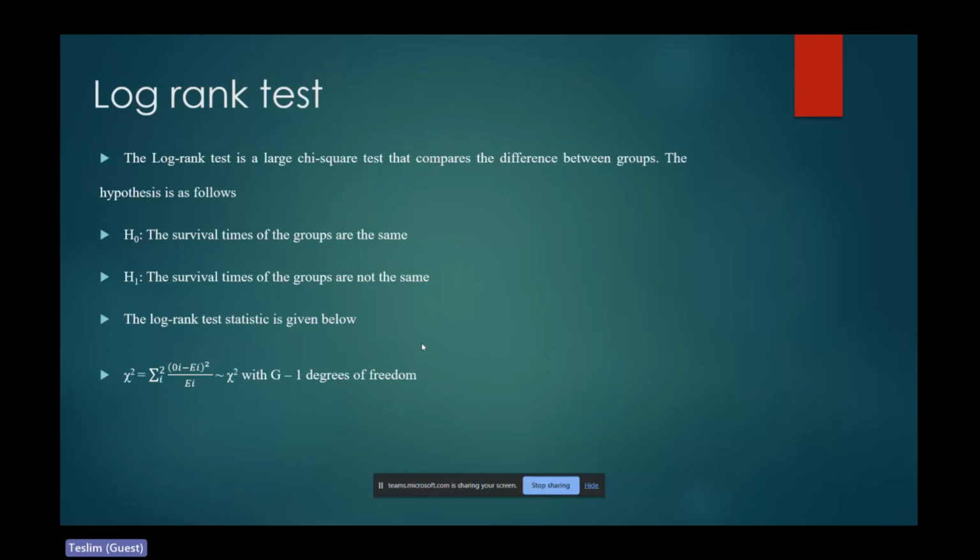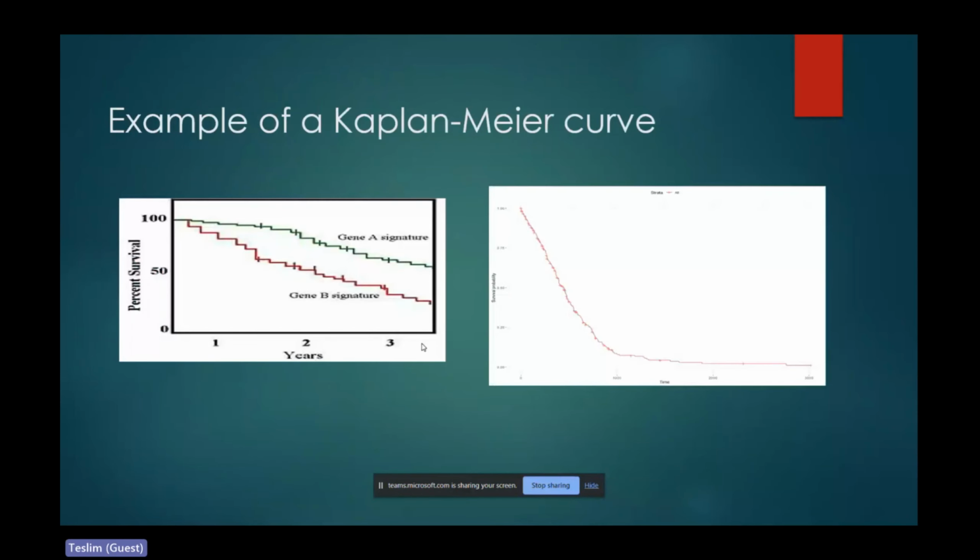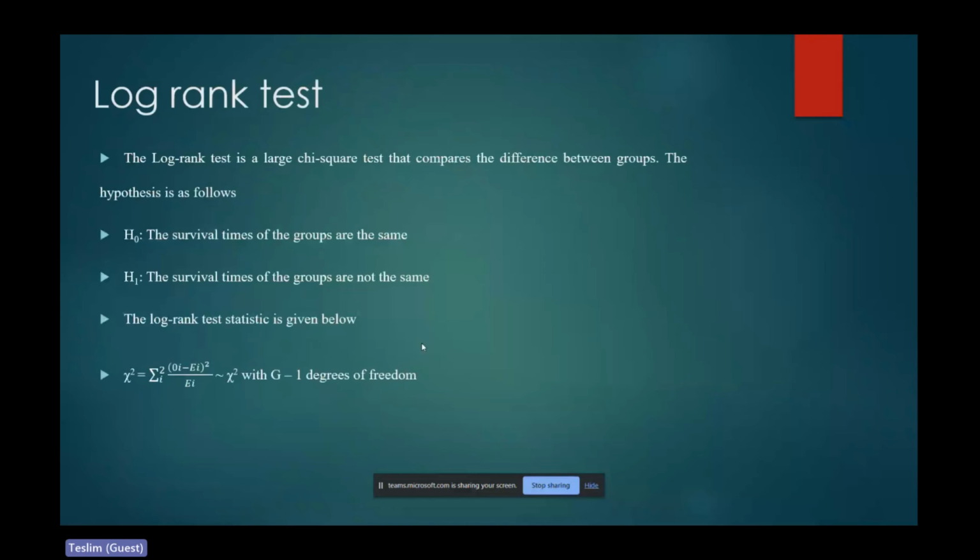Log rank test. The next in our content is the log rank test. The log rank test is just like the chi-square test, the large chi-square test. It compares the difference between two groups. That is, the hypothesis is stated as the null hypothesis that the survival times of the groups are the same, and the alternative hypothesis stated as the survival times of the groups are not the same.